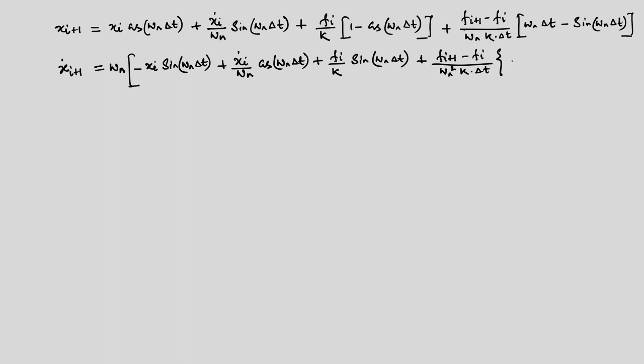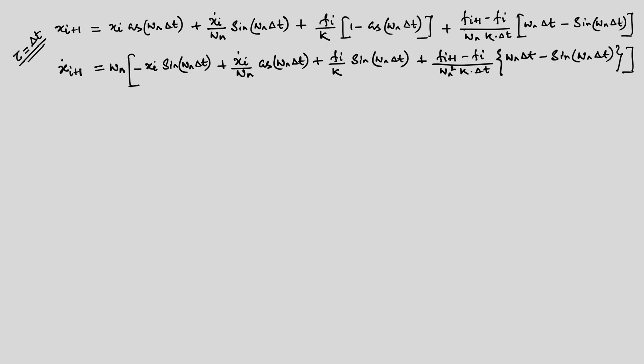Inside we will have omega n delta t minus sin omega n delta t. So, that is the solution. So, how do we get it? We put tau is equal to delta t.